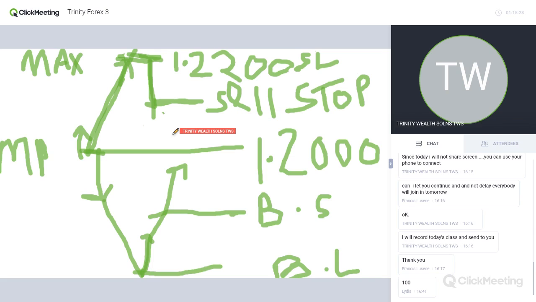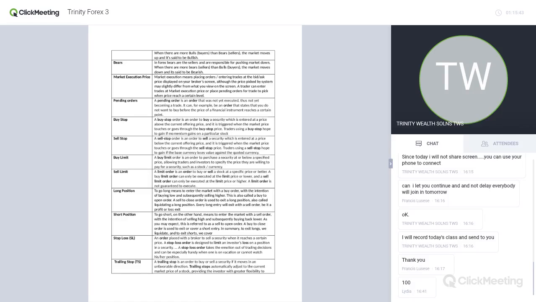Those are pending orders. You set them before the price reaches where you want to enter your trade, as opposed to market execution. With market execution, you just trigger your entry at the price you can see on the chart. It's not like a pending order that waits for some time. Great. We go back to our presentation. We continue.